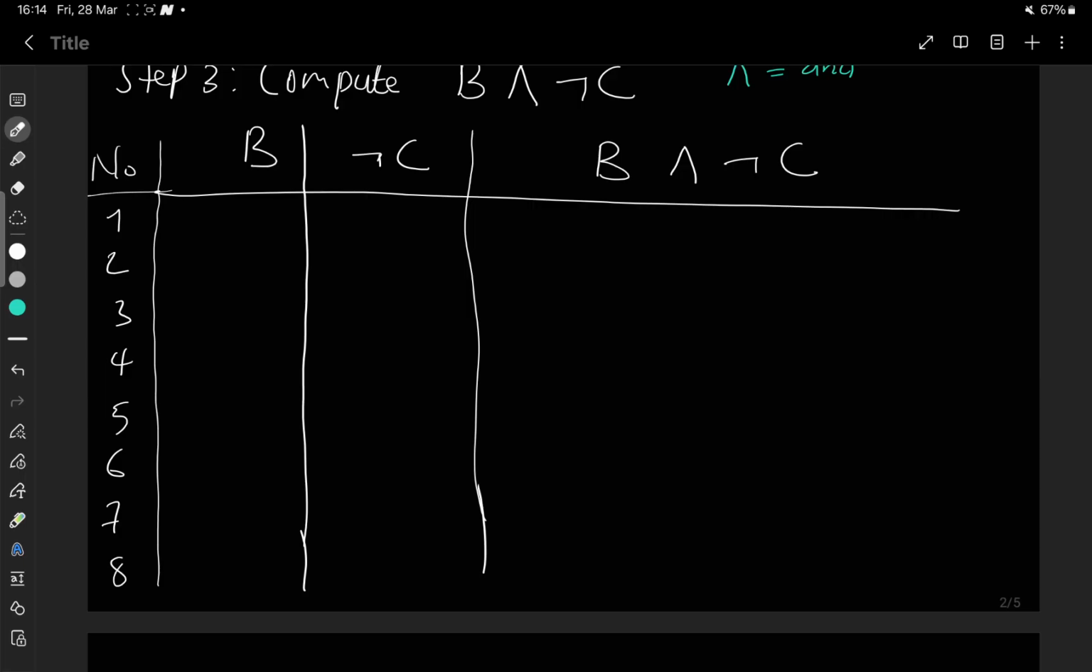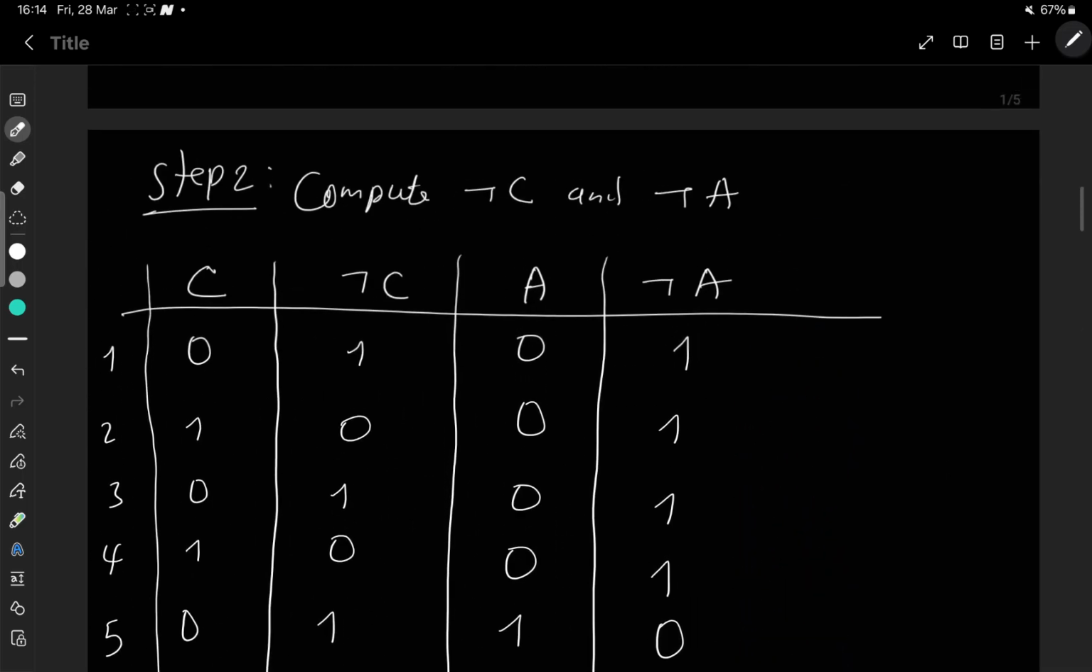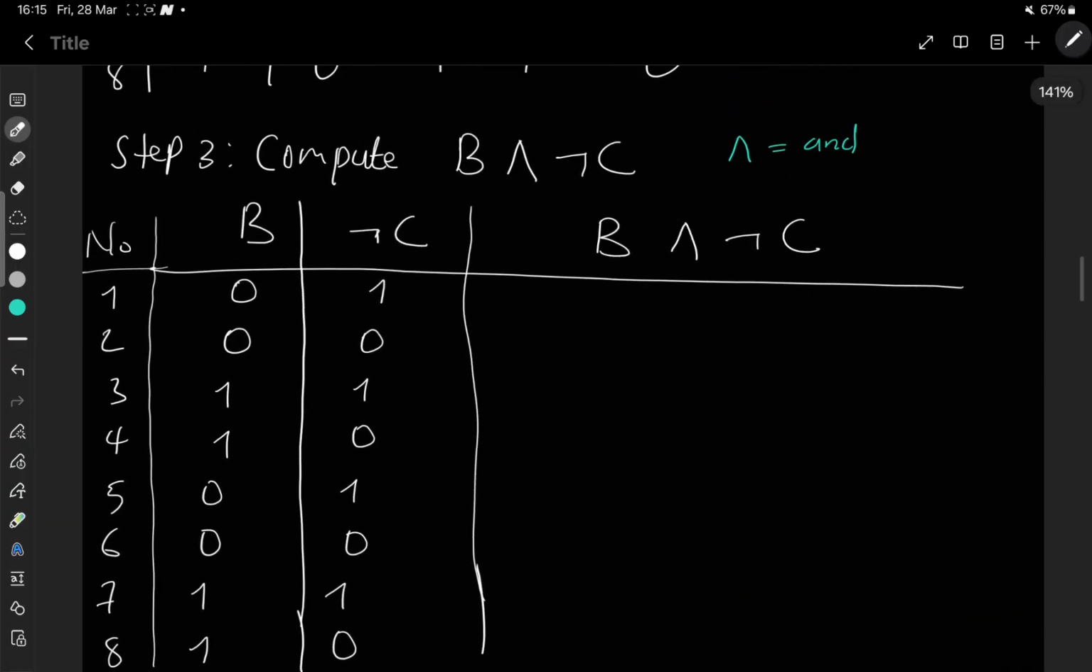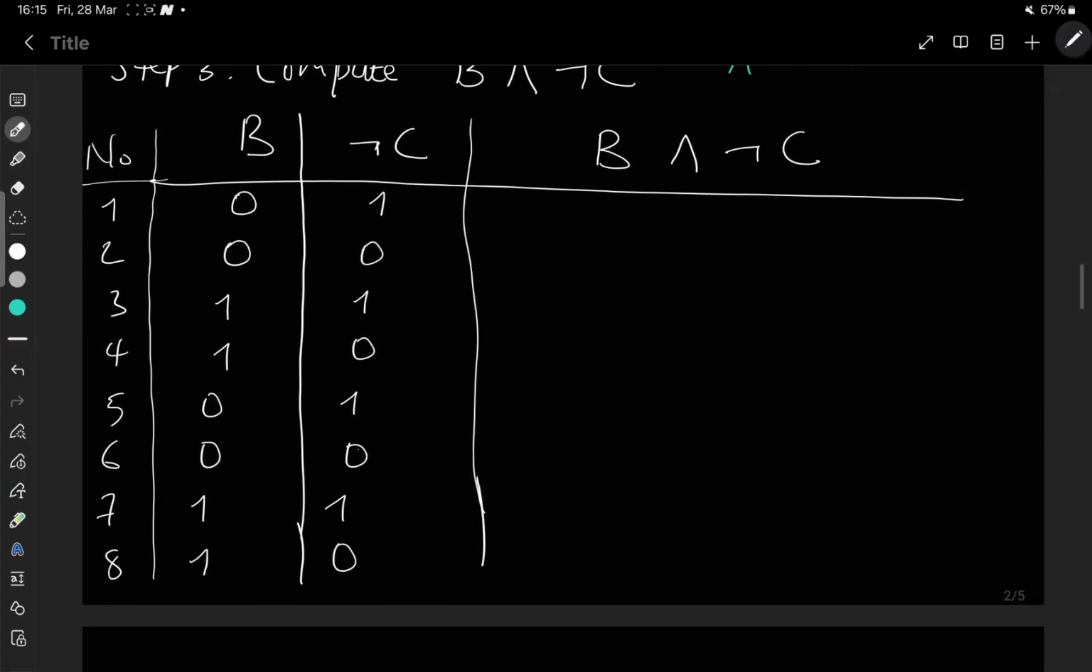Already we have computed these values. We have computed B. So from what we computed, we have B: 0, 0, 1, 1, 0, 0, 1, 1, and the negative of C has been computed from our step 2 already. So negative of C is 1, 0, 1, 0, 1, 0, 1, 0. Okay, 1, 2, 3, 4, 5, 6, 7, 8.